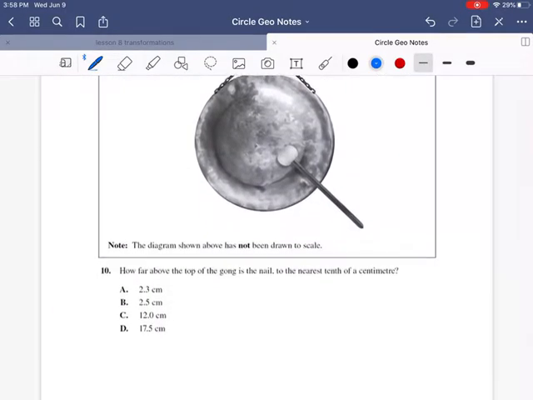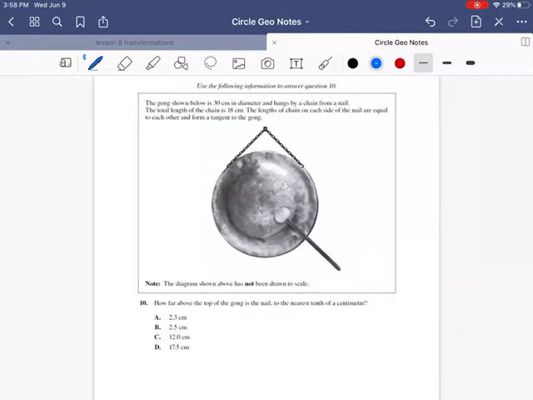Here's a PAT question. The gong shown below is 30 centimeters in diameter. So all the way across is 30 centimeters. That's good to know. And it hangs by a chain from a nail. The total length of the chain is 18 centimeters. So all the way across is 18, which means that this is 9, and that's also 9. The lengths of the chain on each side of the nail are equal to each other and form a tangent to the gong. So if it's a tangent to the gong, it's going to meet at 90 degrees. Okay.